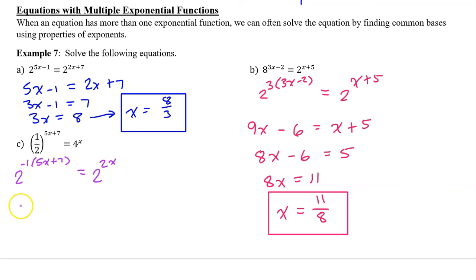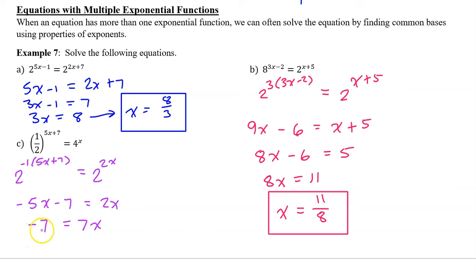Distributing this negative 1, we will have negative 5x minus 7 is equal to 2x. Adding 5x to both sides will give us negative 7 is equal to 7x. Dividing both sides by 7 will give us negative 1 is equal to x. So that is the solution.